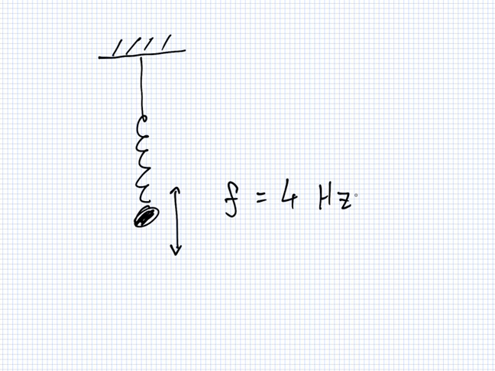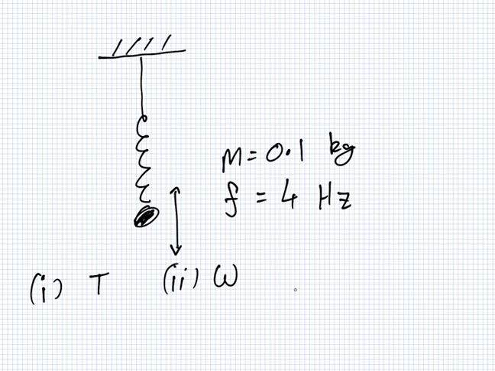So this means per second, how many times does it go up and down? 4 times. So that's pretty fast, isn't it? It's like 4 per second. Okay, so first question: what is the T? Second question is what is the omega? Oh, I should tell you the mass as well. The mass is 0.1 kilogram. And then part 3 is what is the K.